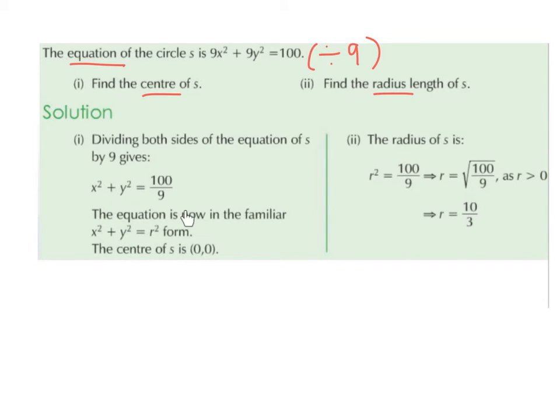So the equation is now in the familiar x squared plus y squared equals r squared form. So it's in the format that we're used to. Therefore, the centre of S is 0, 0. So if you're ever given an equation of a circle and asked to find the centre, the first thing you want to do is see, can you divide across by the same number? So basically, can you get x squared and y squared on its own? And if you can do that, getting x squared and y squared on its own, and the r squared on the other side, then you know that the centre is 0, 0.